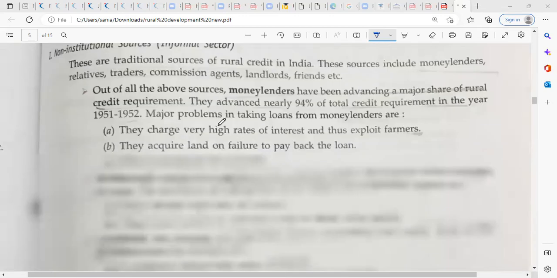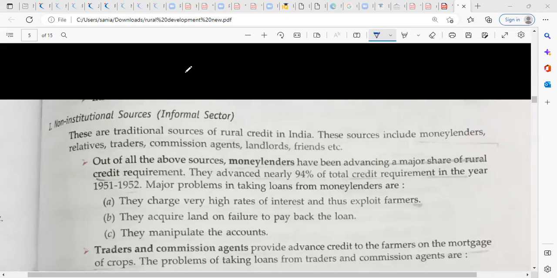So now let's do the sources. S means sources. Ma'am, what are the sources of this thing? We have two sources: informal, non-institutional sources, and institutional sources. Non-institutional sources are basically not formal, while formal is where proper documentation is needed.